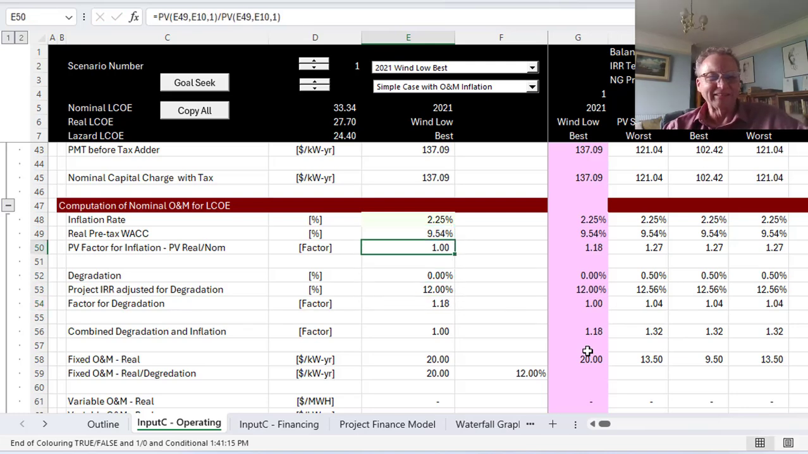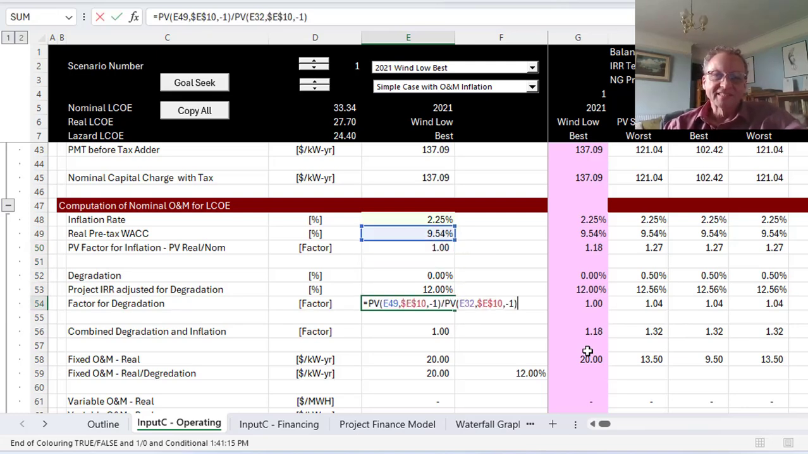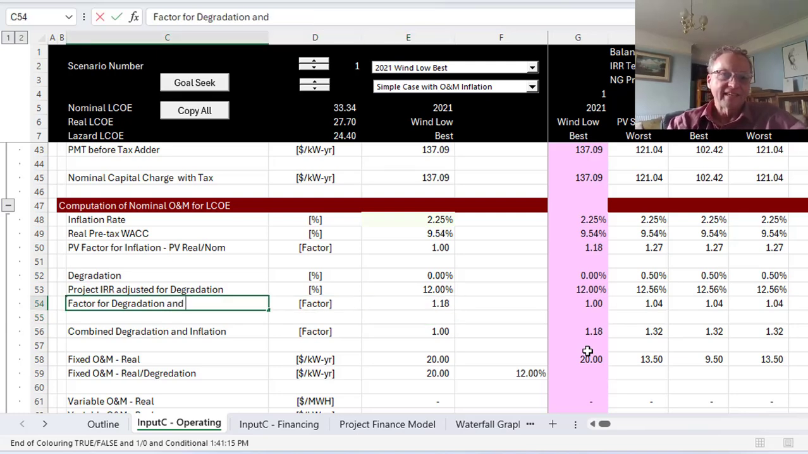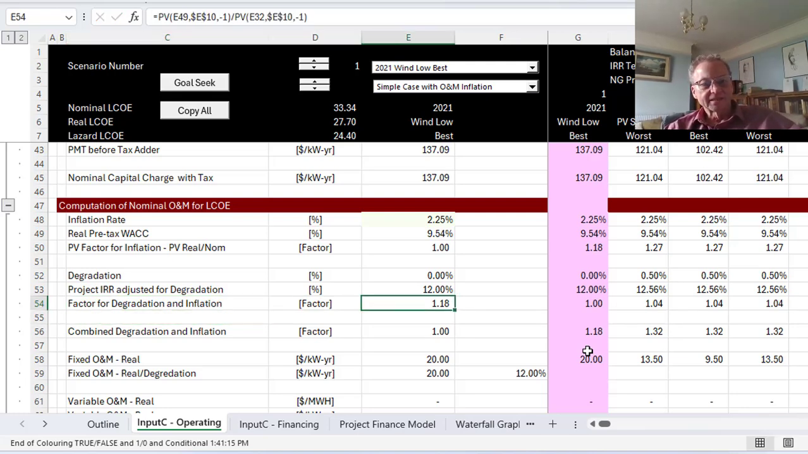I'm totally afraid to do this now because I found a little mistake here. This should have been, I'm going to leave this for now because this is corrected here. We're taking the NPV at the real rate divided by the NPV of the nominal at the nominal rate, and I think I did degradation and inflation together because we'll get to degradation in just a second.